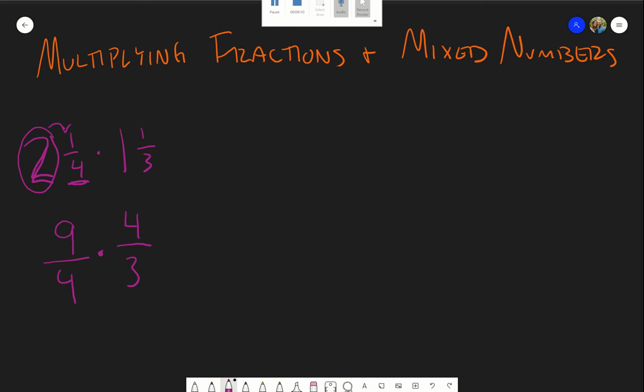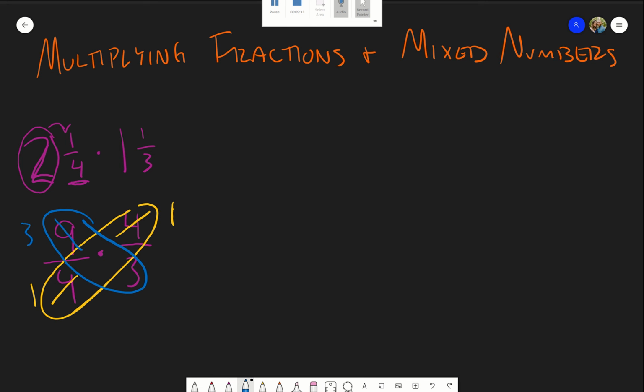So, really quick, can I butterfly this? Can I butterfly one set of corners, both sets of corners, or no sets of corners? I can butterfly both sets of corners. 4 and 4, those can both be divided by 4. That gives me 1 and 1. 9 and 3, those can both be divided by 3. That gives me 3 and 1.